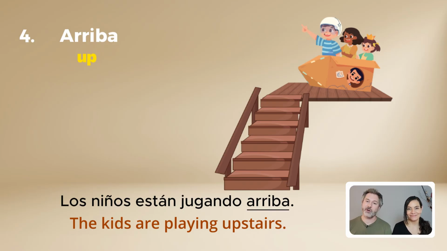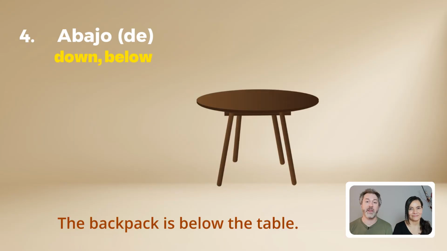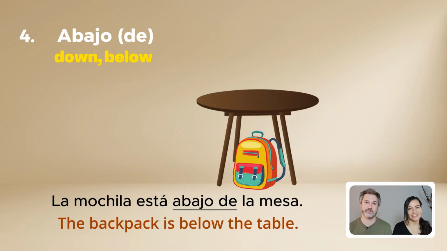So remember, don't translate literally. Arriba just means up in a higher position. There's not really a word for upstairs, you just use arriba. And abajo de expresses the opposite of arriba, being down or below something, like the backpack is below the table. La mochila está abajo de la mesa.